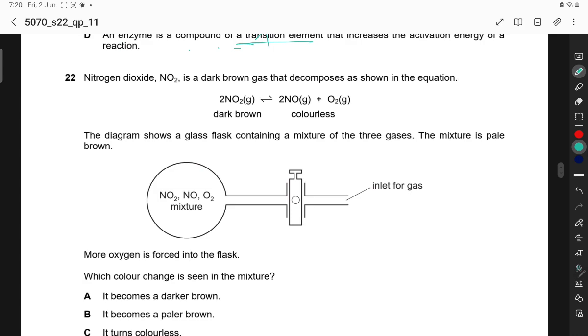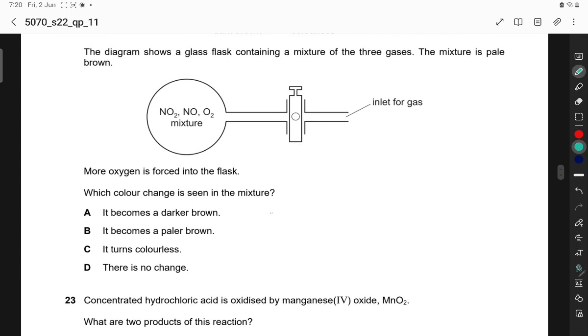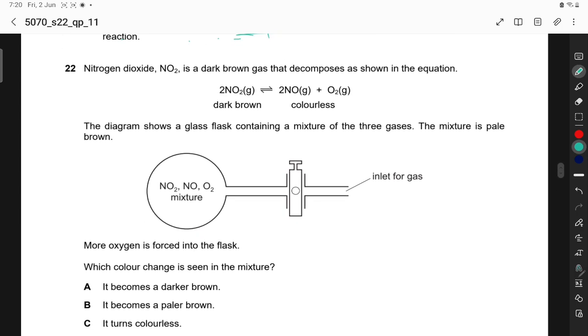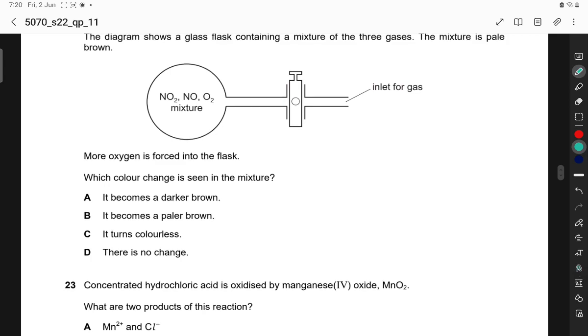Nitrogen dioxide is a dark brown gas that decomposes as shown in the reaction. The diagram shows a glass flask containing a mixture of the three gases. The mixture is pale brown. More oxygen is forced into the flask. Which color change is seen in the mixture?